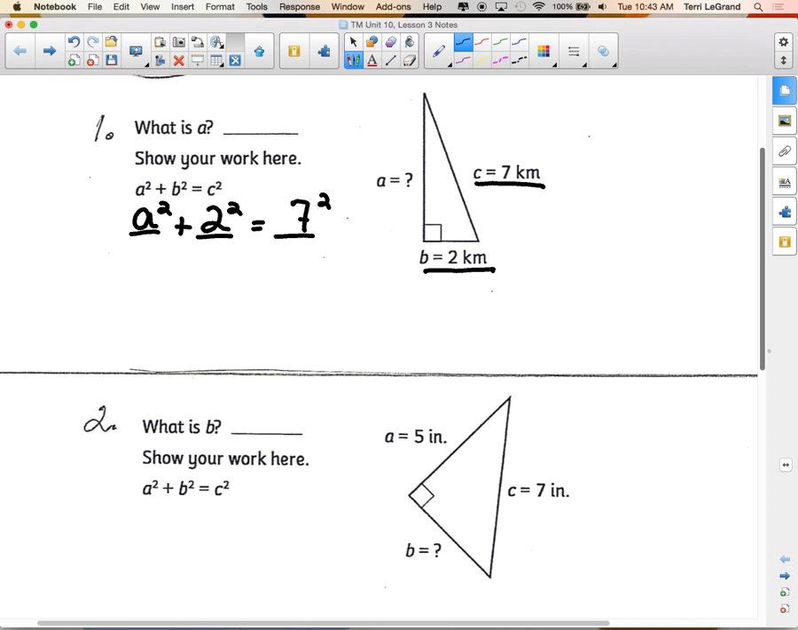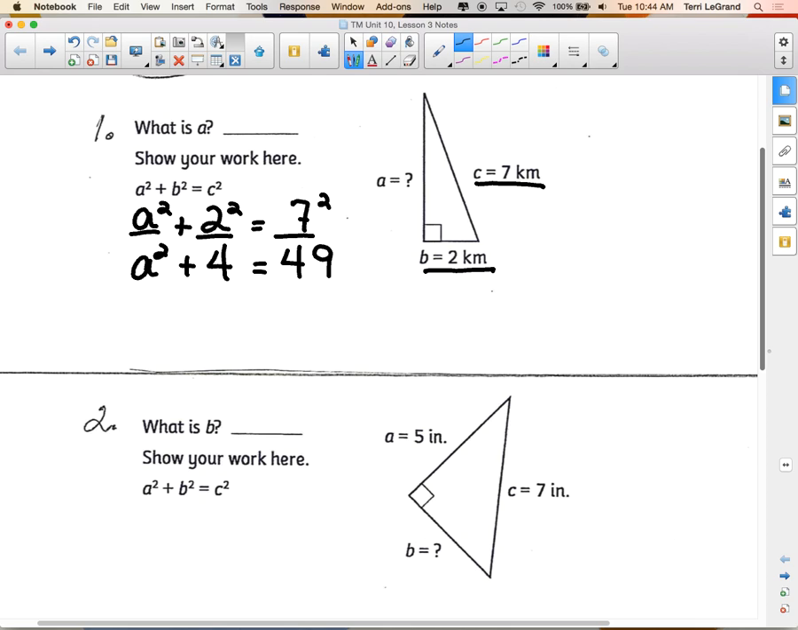So first of all, we want to substitute into the Pythagorean theorem in the appropriate place. And now we're going to do some simplifying, getting this equation ready to solve. Okay? So A squared, well, we're just going to write A squared. What's 2 squared? 4. And what's 7 squared? 49. Okay. So is there anything else we can do to get this equation ready?